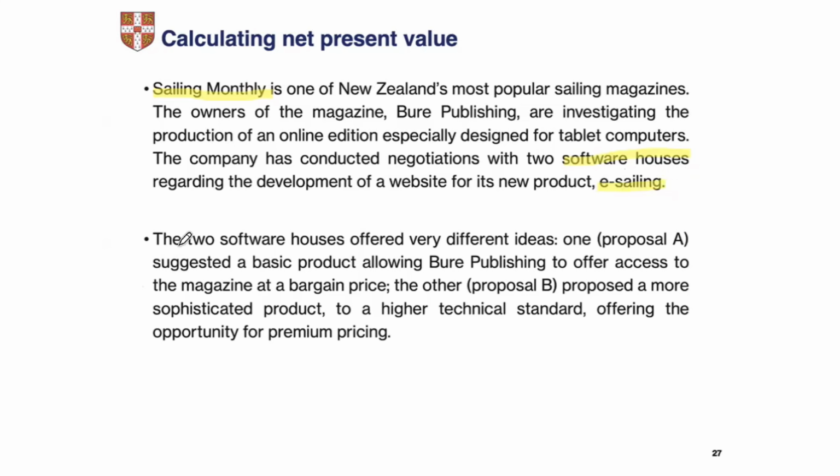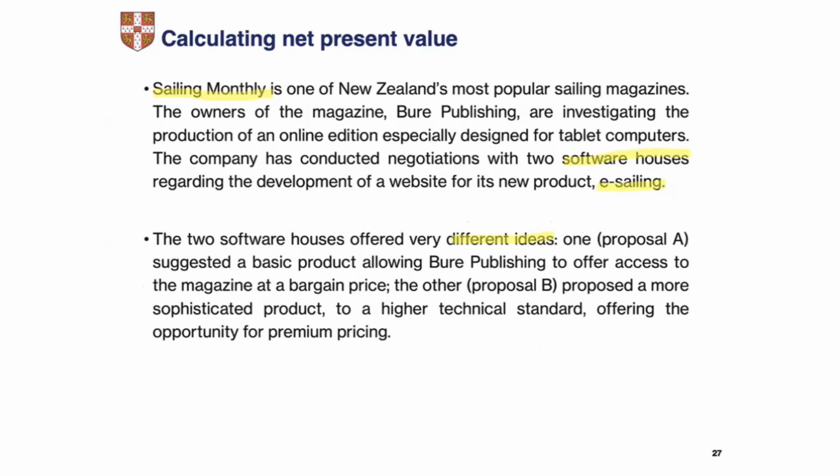All right, let's continue with the question. The two software houses offered very different ideas. One, proposal A, suggested a basic product allowing Bureau Publishing to offer access to the magazine at a bargain price. Let me read that again.